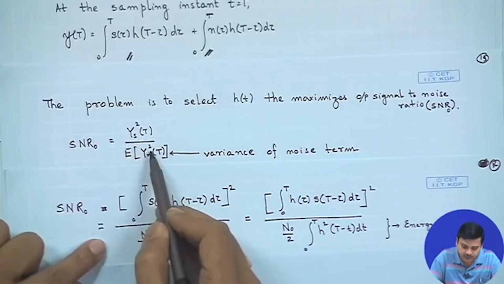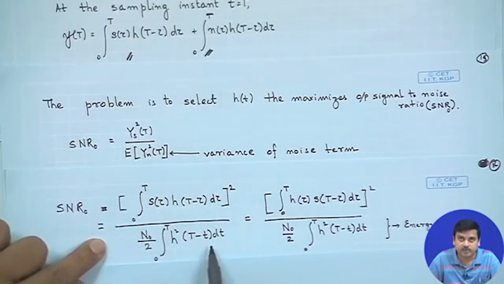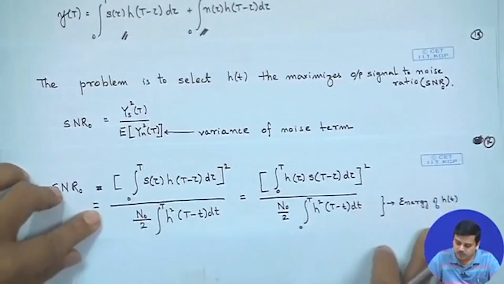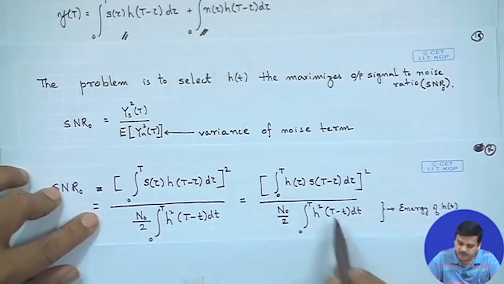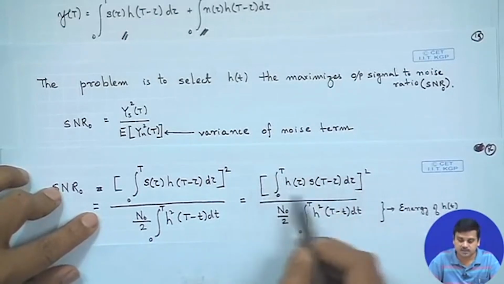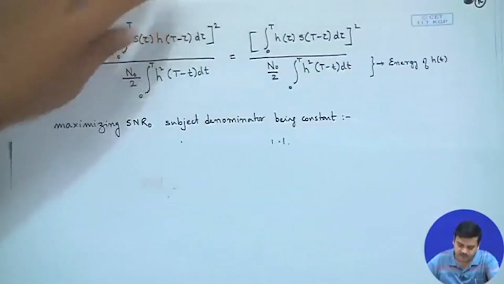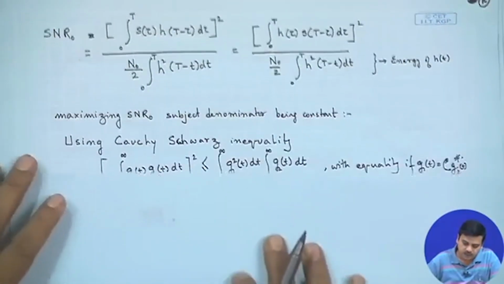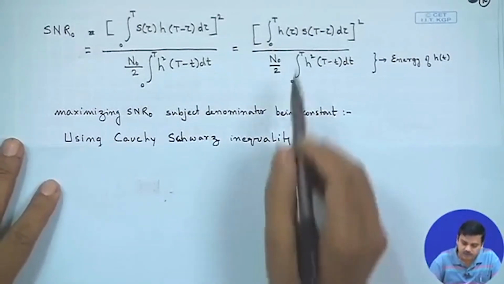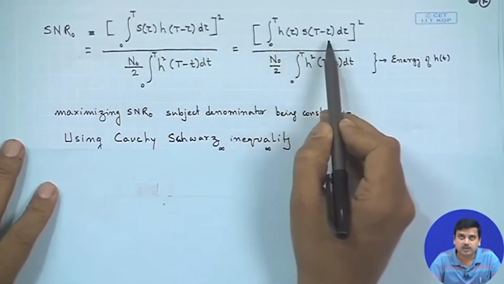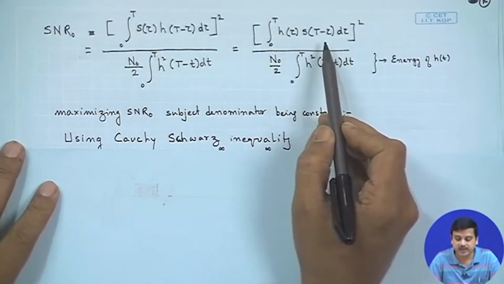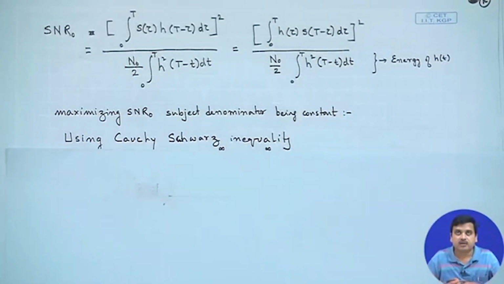Whatever we had done a few minutes back is given in the denominator, and what we have over here is the energy in the denominator. So, we have to find a method to maximize the numerator. To do that, we will use the Cauchy-Schwarz inequality, which we had studied in one of the earlier lectures. I would strongly recommend you revise that. We discussed it when we covered the signal space, the vector representation, and then the vector properties.